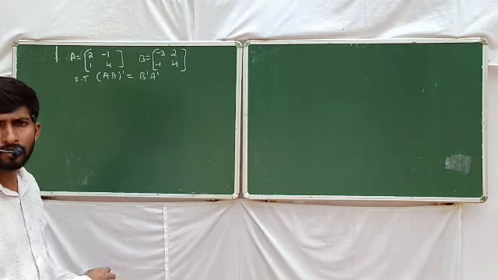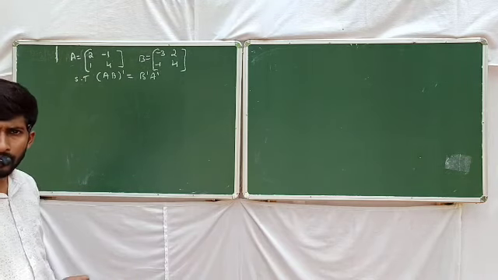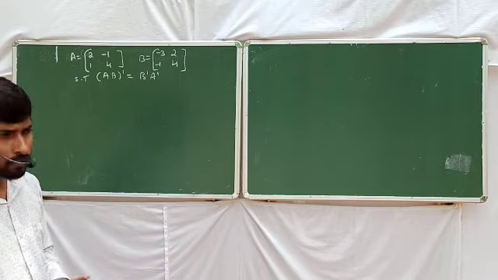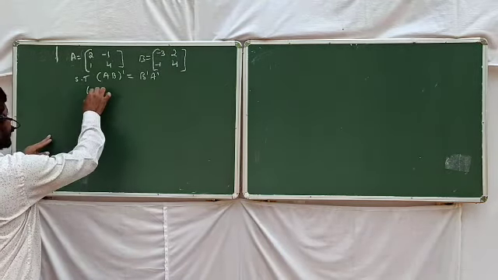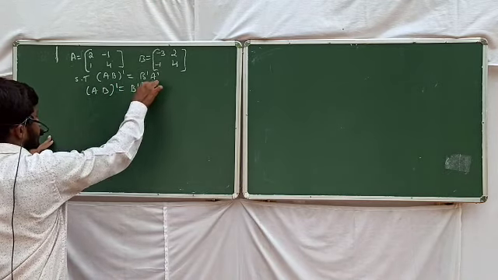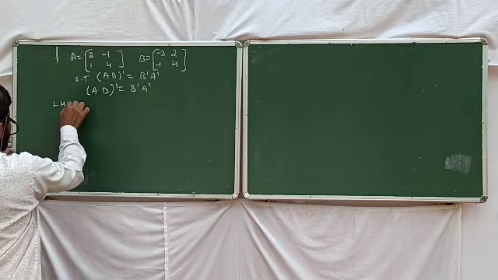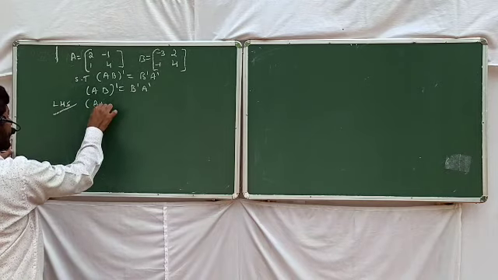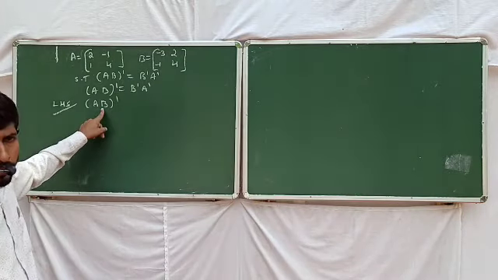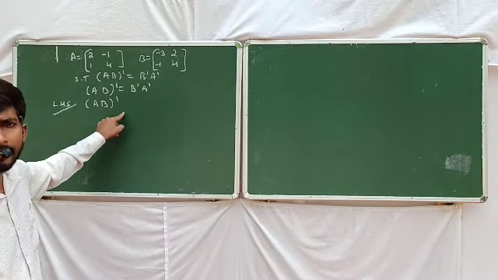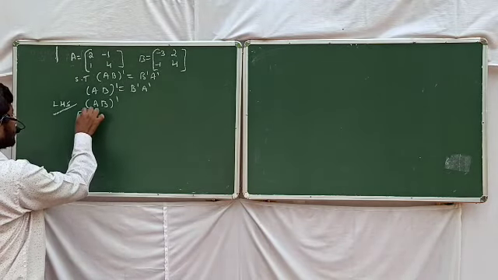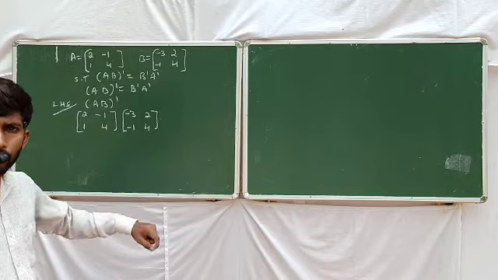But in this question, you need to verify. Verifying means you are showing that LHS value is equal to RHS value. Okay, first you need to take AB transpose is equal to B transpose into A transpose. What is LHS? LHS is AB transpose. Okay, to solve LHS, first we need to find AB, matrix A into matrix B.